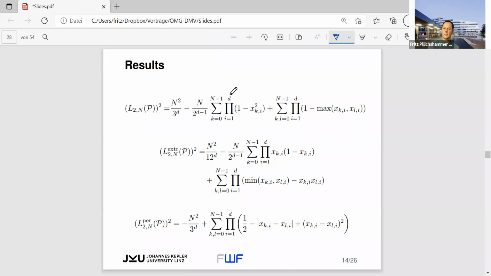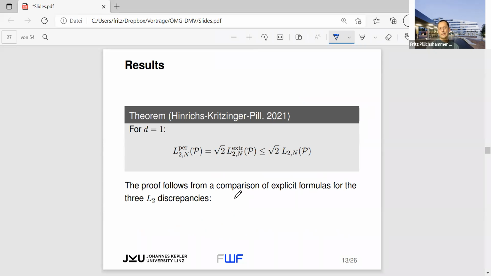Now, taking d equal to 1 in the univariate case, the formulas are even simpler, and after some lines of algebra, you can see directly the relations between these three notions of L2 discrepancy. So no deep idea is needed, it's just some algebra and a very easy result. So that's the picture in dimension 1, but in arbitrary dimension, the problem seems to be not so easy.